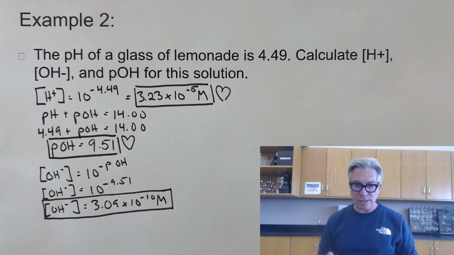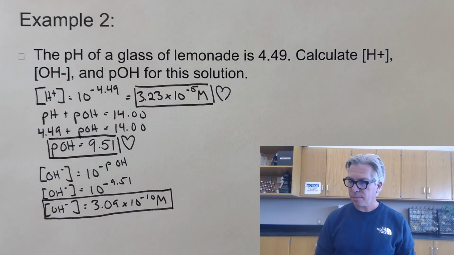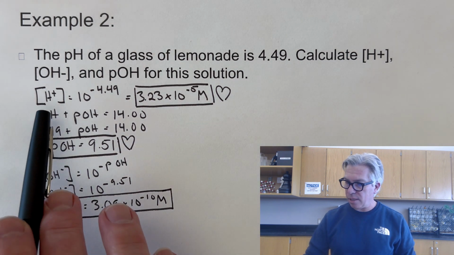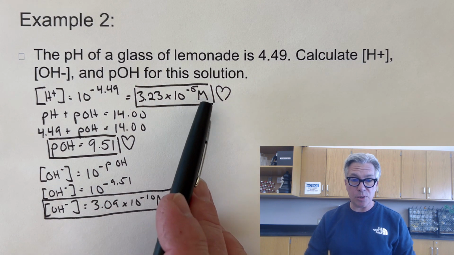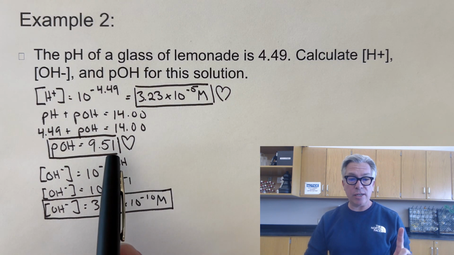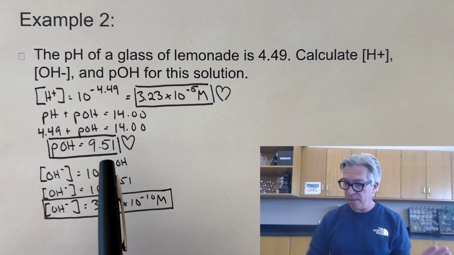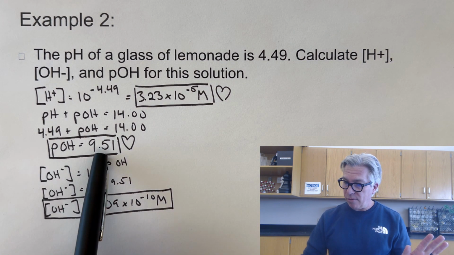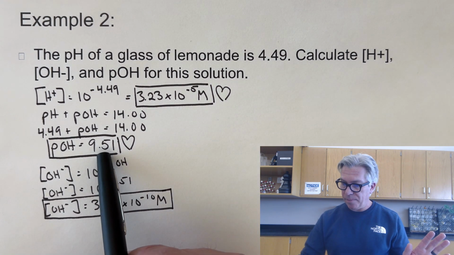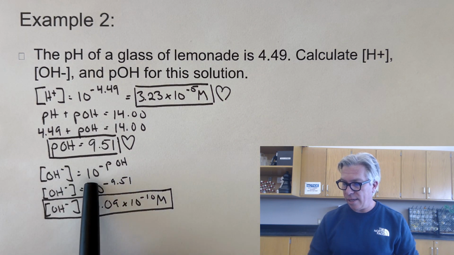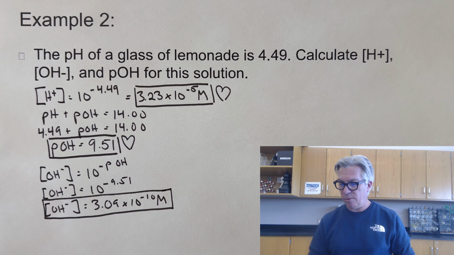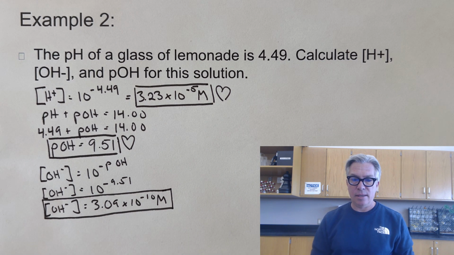And if you were able to do that and come up with these numbers, then congratulations. We're well on our way to mastering these equations. I got an H plus concentration of 3.23 times 10 to the minus 5th moles per liter. That should have a moles per liter unit on it. pH values have no units, so don't put them on there. pOH is 9.51, which is 14 minus that number. I used that for this one. And then the OH concentration is 10 to the negative pOH, which is 3.09 times 10 to the minus 10th.